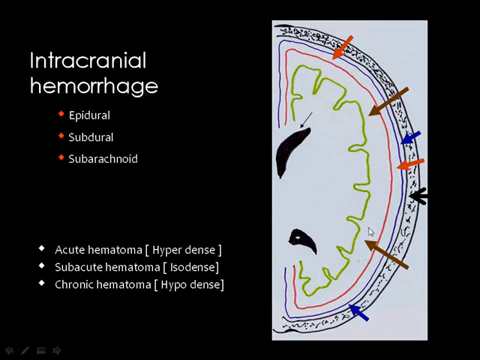And this subarachnoid hemorrhage will go inside the cortical sulci. Then number four, it will occur inside the brain parenchyma, and this is known as intracerebral hematoma, or inside the ventricle, and this is known as intraventricular bleeding.